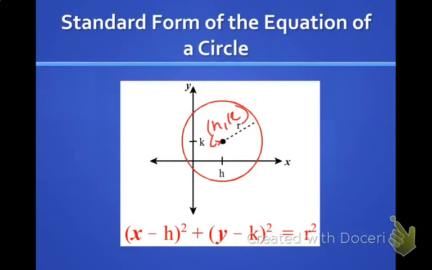So to summarize very quickly, h and k give you the coordinates of the center, h is the x-coordinate, k is the y-coordinate, and r is the radius. So don't forget to take the square root to find the radius, because in the equation it's r squared.